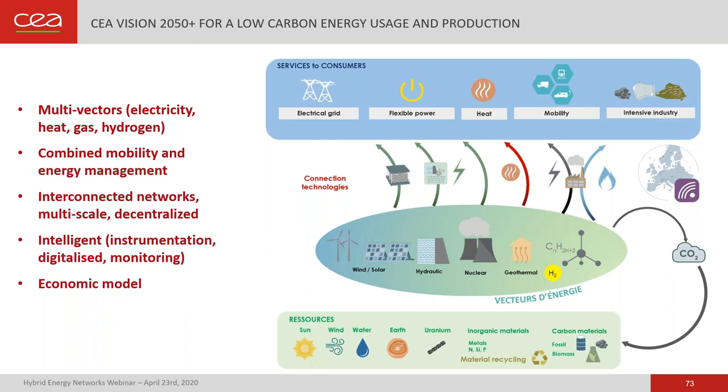Of course, one main ingredient is also the fact that the networks have to be interconnected. The scale has to be multiple. So we have to go from the district scale to the regional scale, definitely, and maybe the national scale as well. Decentralization is key. It's something that we are not used to in France, actually, but we are aiming to get to this direction. And the use of intelligence through instrumentation and digitalization and the monitoring of data from the consumer point of view and also from the production point of view, of course, is also key to the success of this endeavor. Next slide, please.